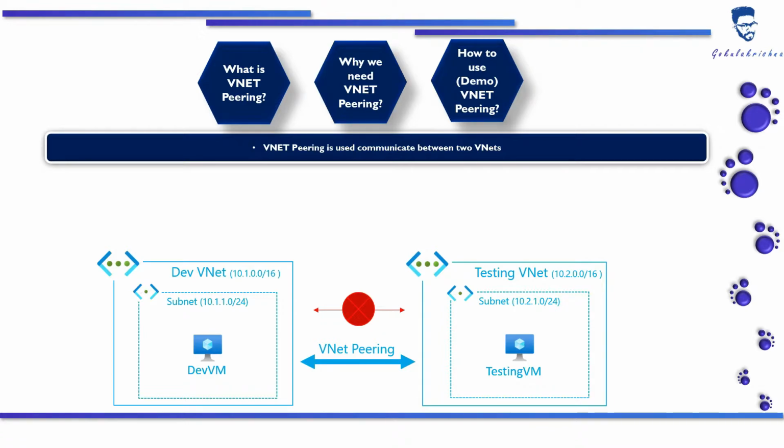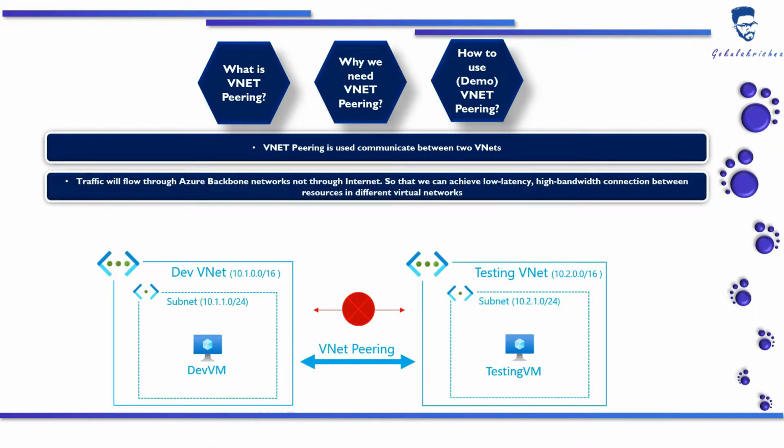You must have a question, how the traffic will flow. Let me tell you. The traffic will flow through Azure backbone networks, not through the internet, so that we can achieve low latency, high bandwidth connection between the resources in different virtual networks.